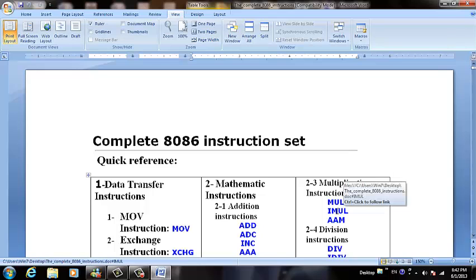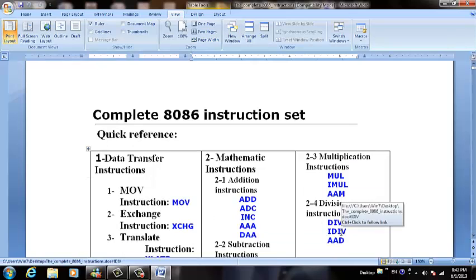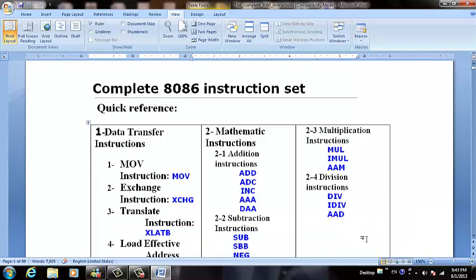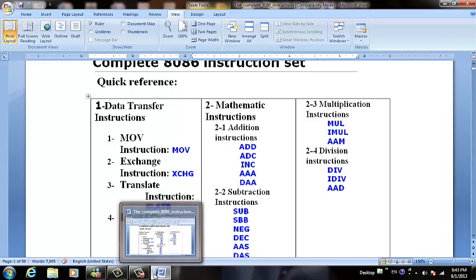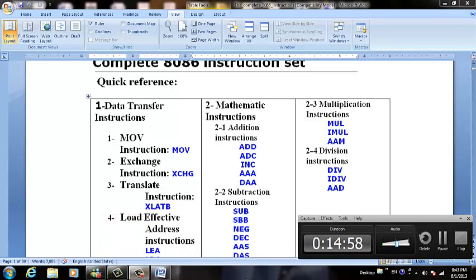IDIV is the same as IMUL. It is for signed numbers, and ASCII adjust for division is the same as ASCII adjust for multiplication. And here we stop.